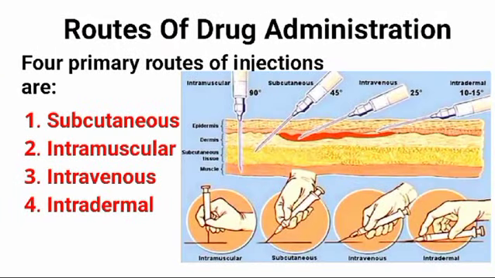The four primary routes of injection are subcutaneous, intramuscular, intravenous, and intradermal. Number one, subcutaneous. The drug is deposited in the loose subcutaneous tissue, which is richly supplied by nerves but is less vascular. These are usually aqueous solutions or suspensions administered in small volumes of 2 ml or less. They are generally injected into the subcutaneous tissue of the forearm, upper arm, thigh, or abdomen.